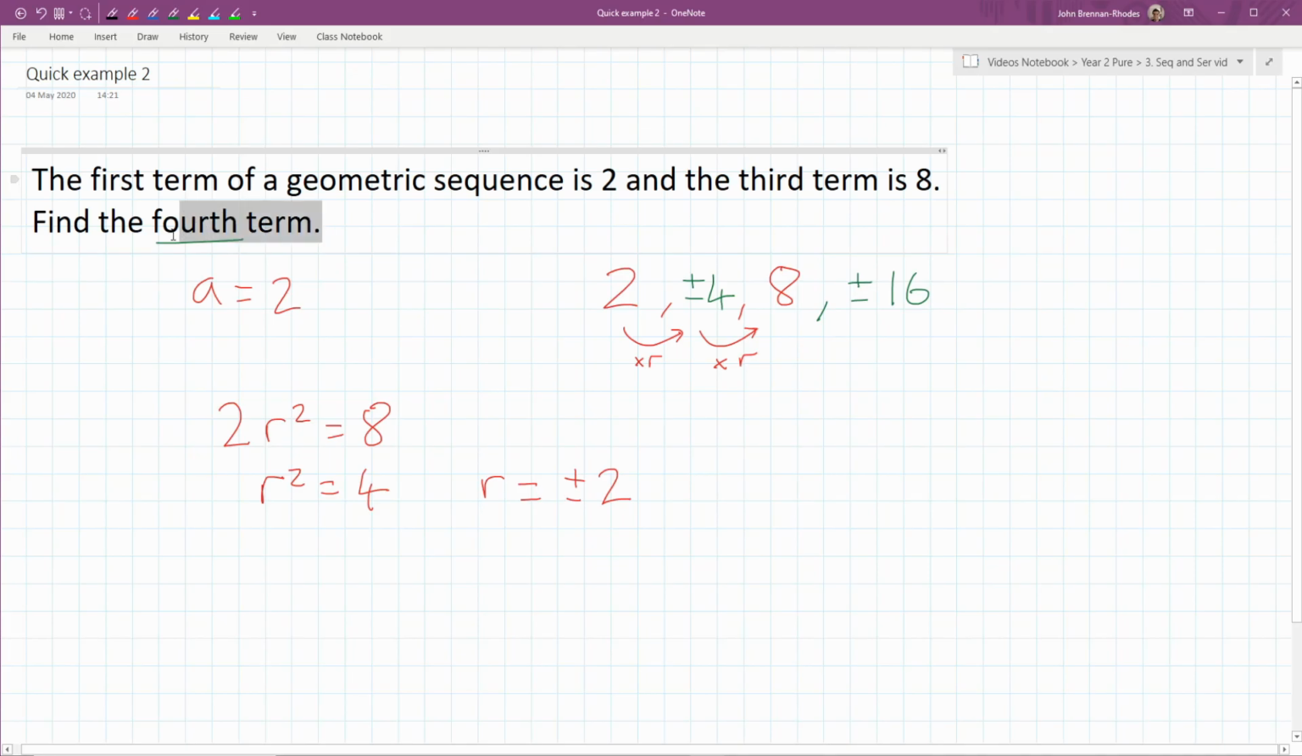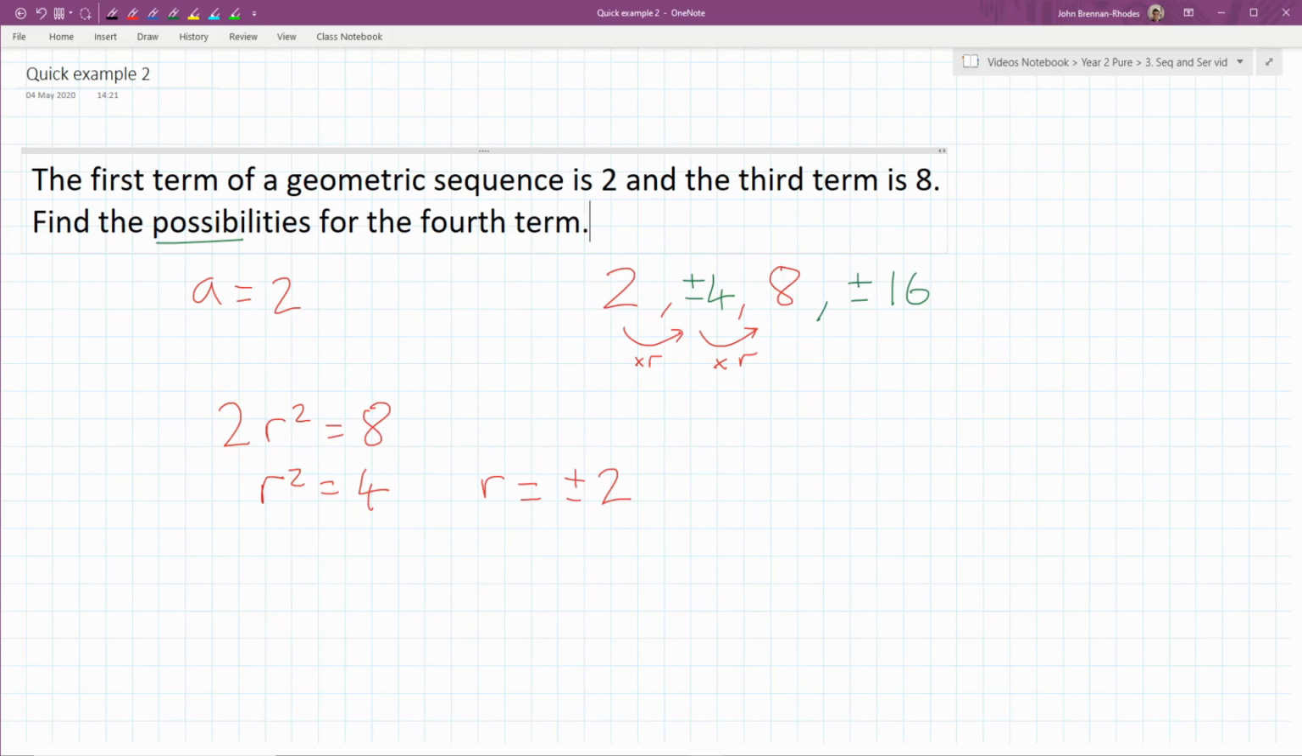So really, this question said, find the possibilities for the fourth term, because there are 2. Something to be careful and watch out for. I know that square rooting plus or minuses is a common mistake.